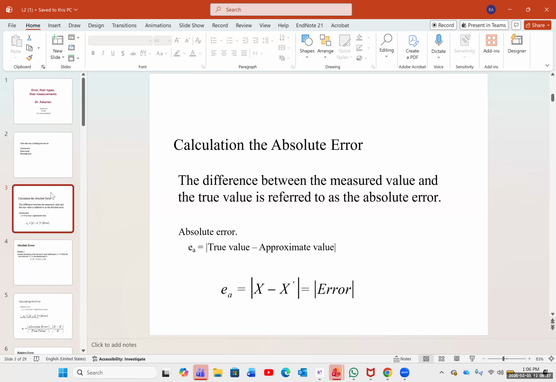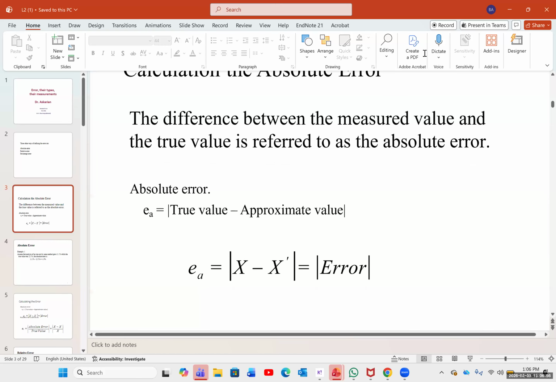Now, the absolute error is the difference between the measured value, and we had this in the previous class as well, and the true value. And this is the equation. Again, absolute error is going to be the true value minus the approximate value, or the measured value.